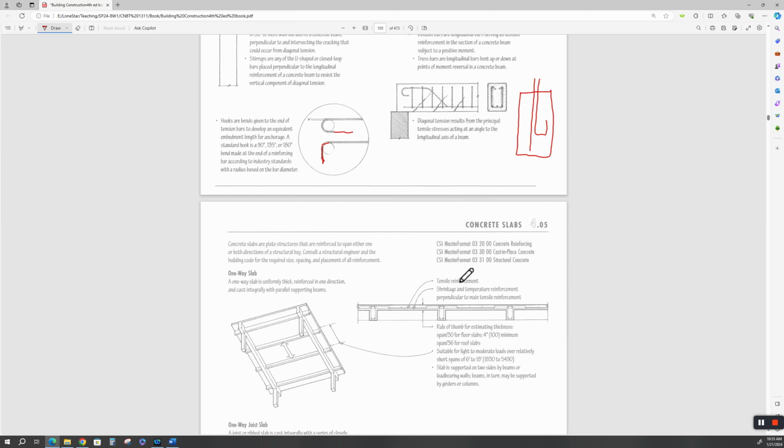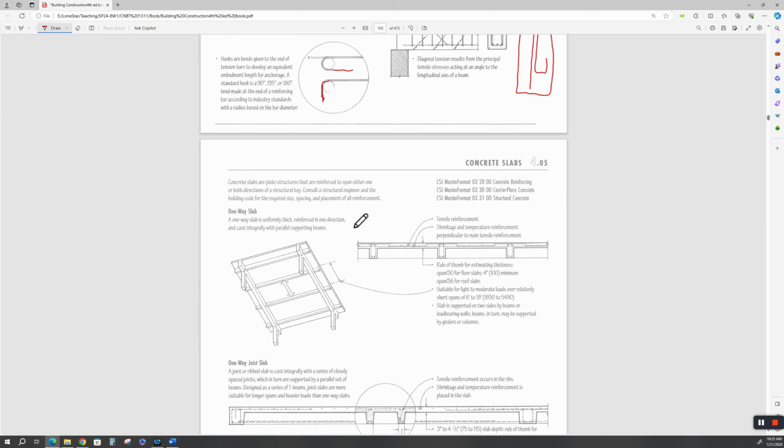What he's talking about. Concrete slabs. Concrete slabs or plate structures are floors that are reinforced to span either one or both directions: one-way slabs or two-way slabs.